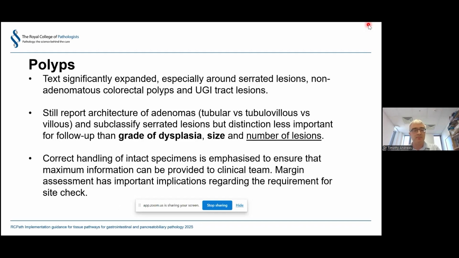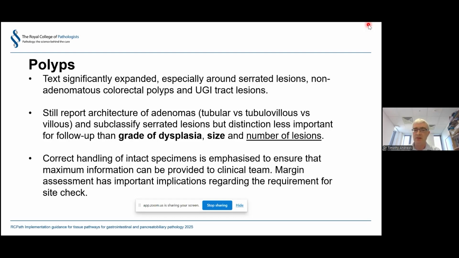Another major area of this guidance is polyps, and the text here has been significantly expanded, especially around serrated lesions, non-adenomatous colorectal polyps, and lesions in the upper GI tract. Remember that the reporting of the architecture of adenomas, tubular, tubulovillous, and villous, and the subclassification of serrated lesions is still recommended in routine practice, but it's actually the number of lesions, the size of the lesion, and the grade of dysplasia that tends to influence follow-up in the clinical guidelines. But we're still providing a pathology report in this setting.